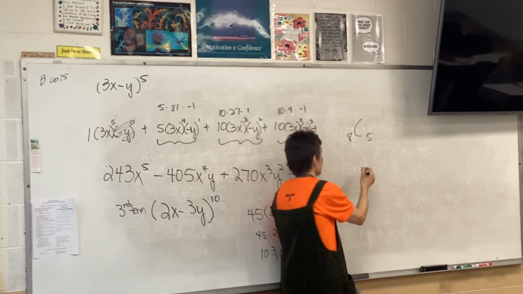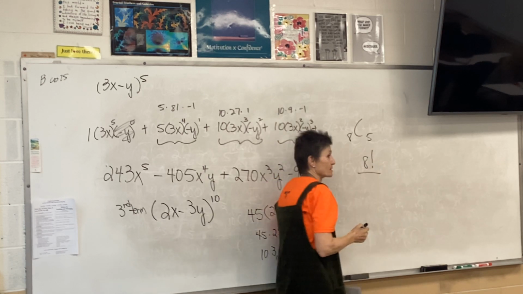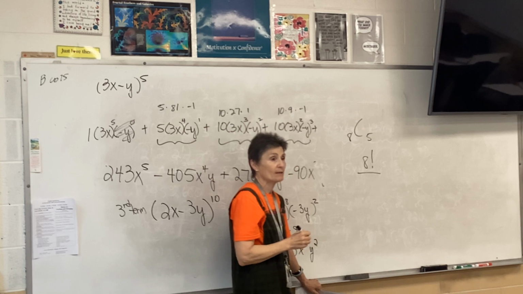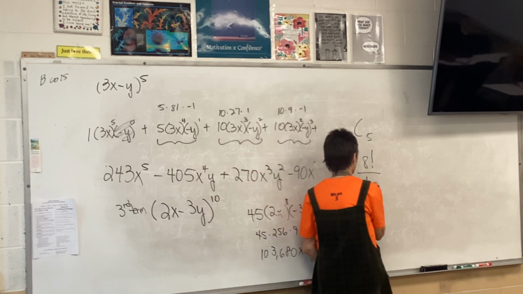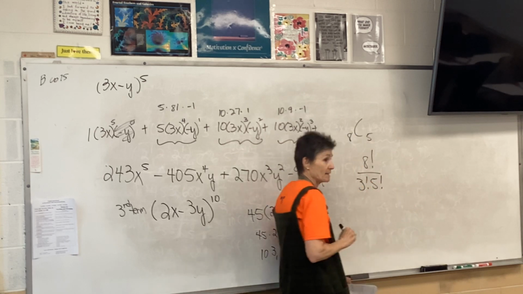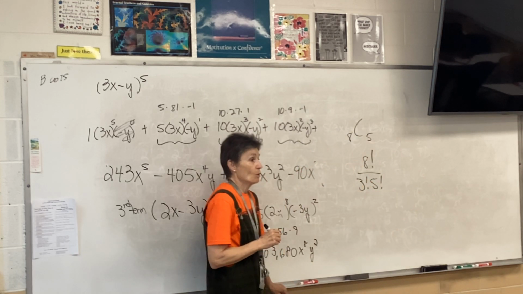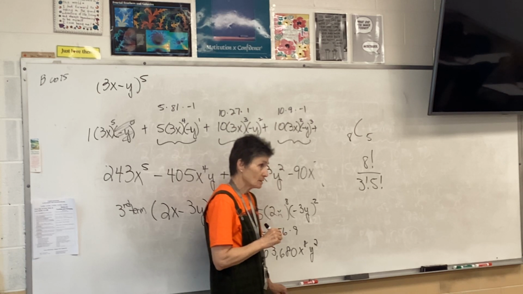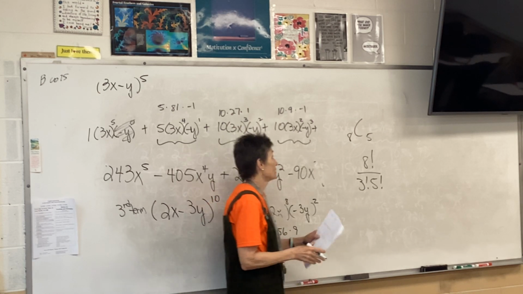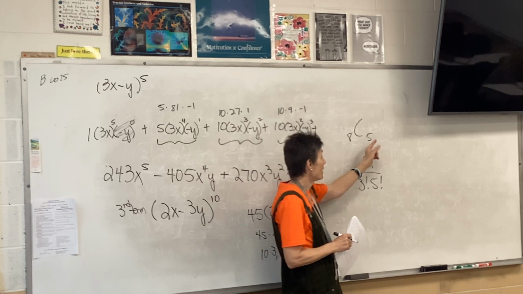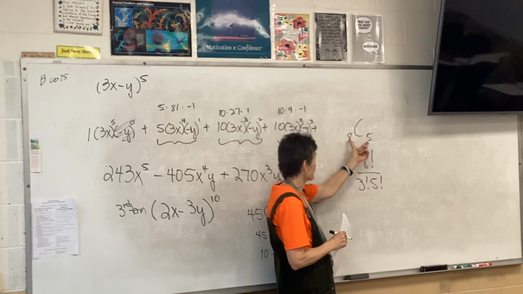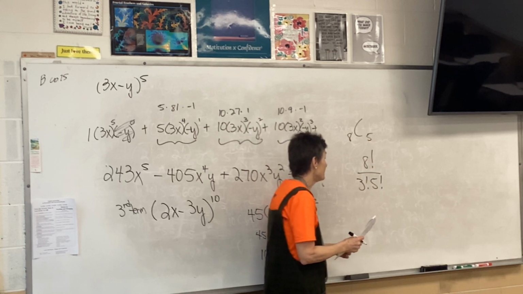8 factorial, always, no matter if it's a C or a P, you start with that. 8 factorial over 3 factorial, 5 factorial, in either order, it doesn't matter. So when we do a C problem, it's this number factorial over the subtraction and this number.